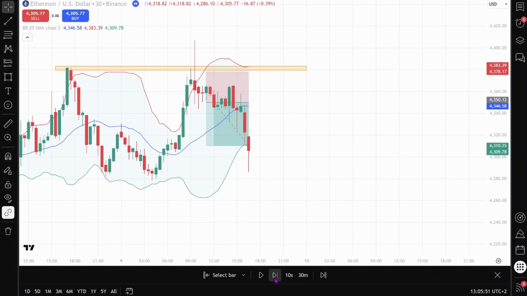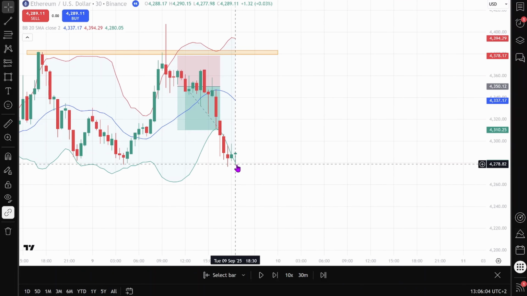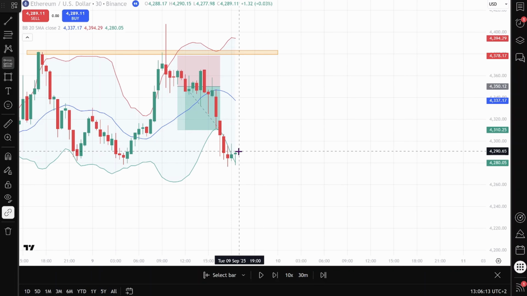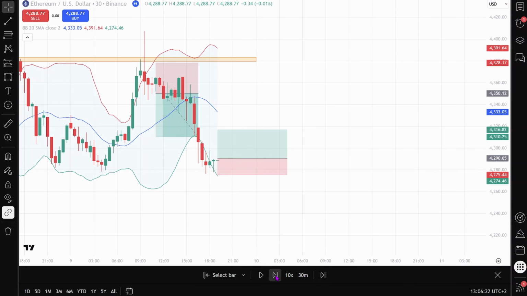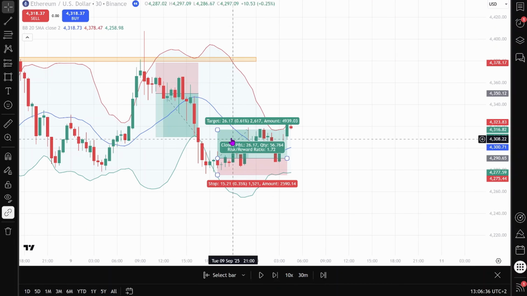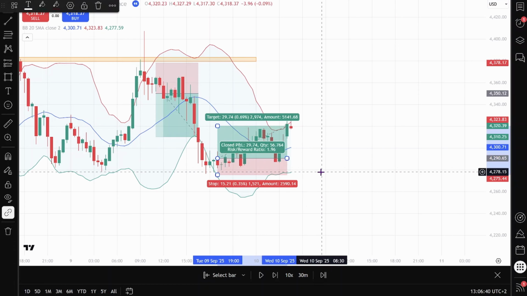Now for the second setup. Here's a hammer breaking the lower band, which is a strong sign of a reversal. So we go long at the breakout of this candle, with the stop just under the previous support. Price moves sideways for a while, then breaks through the upper band, so we exit the trade at this point. And yes, it's another profitable trade.